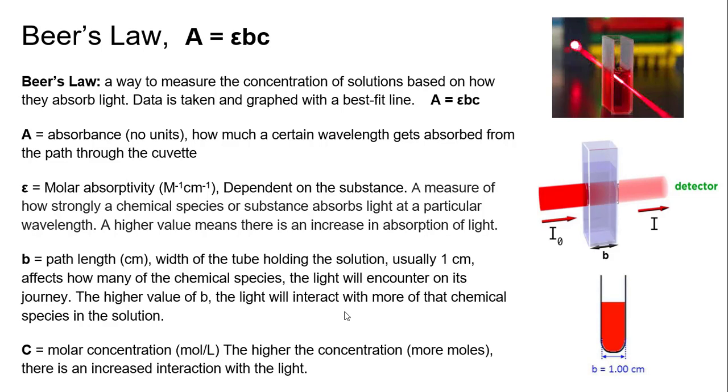And then c is molar concentration. It's molarity. The higher the concentration, the more moles you tend to have. There is an increase in interaction with the light. So think again of a crowded room. The more crowded the room is, the more the light will have to interact with more moles in that sample.